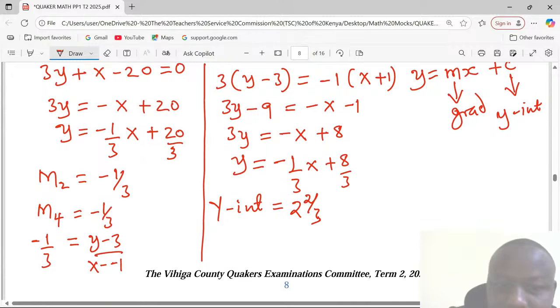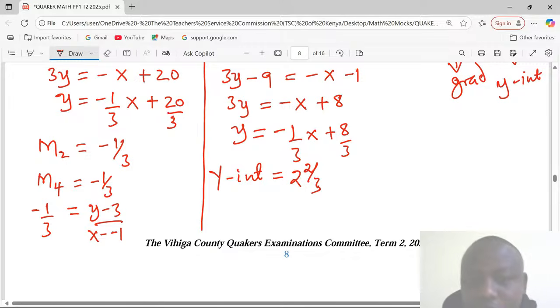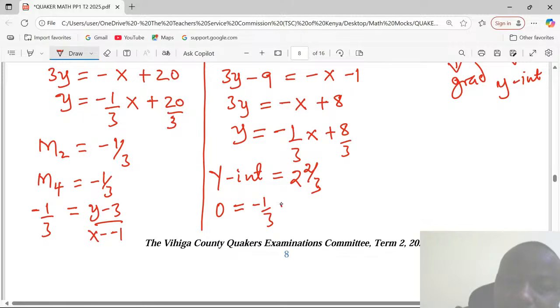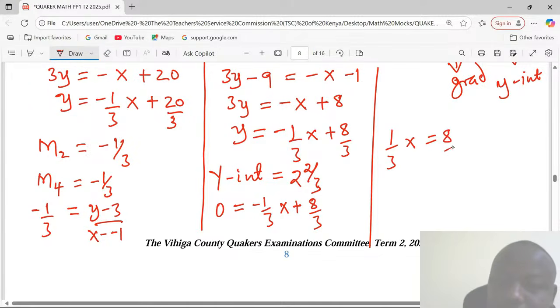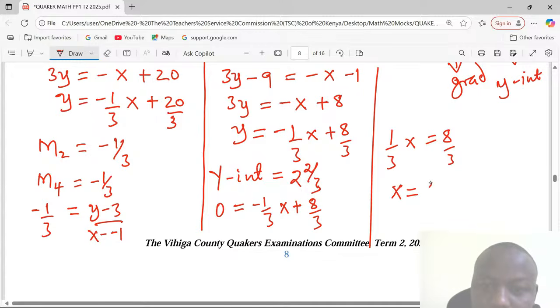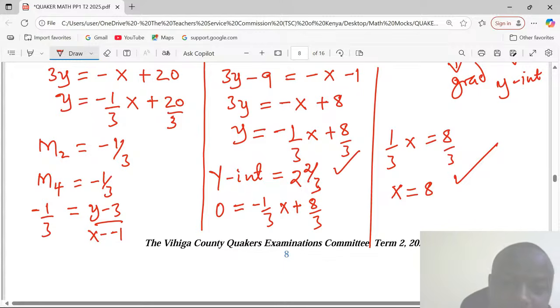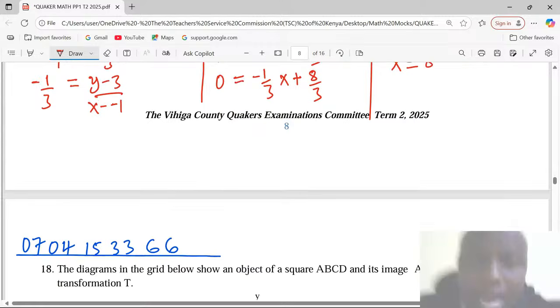But for the x-intercept, at the x-intercept the value of y is usually 0. Therefore, we substitute y with 0: 0 equals negative a third x plus 8 over 3. So this becomes a third x equals 8 over 3. The third cancels, and the value of x becomes 8. So the x-intercept is 8. The y-intercept is 2 and 2 thirds. So that is it about number 1.